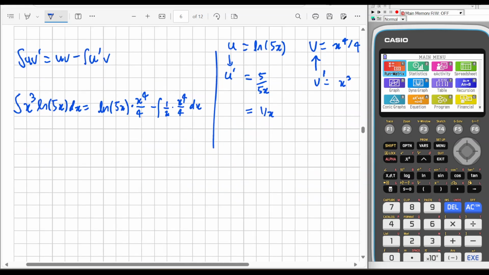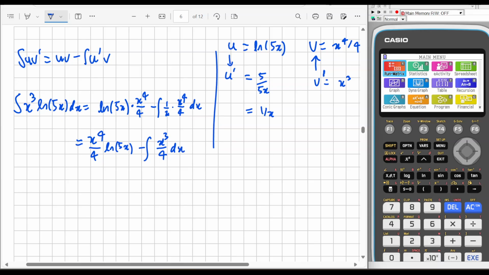Okay, that's a lot to deal with, but it's not too bad. X to the 4 over 4 log of 5x. I just like it around that order a bit better. And then this is take the integral of, the x on the bottom will cancel with one of them on the top. So it's the integral of x cubed over 4. And then that's x to the 4 over 4 log of 5x. Take, now x cubed goes up to x to the 4, and you're dividing by 4 again. So that's over 16 all up. Plus c. C is in R.